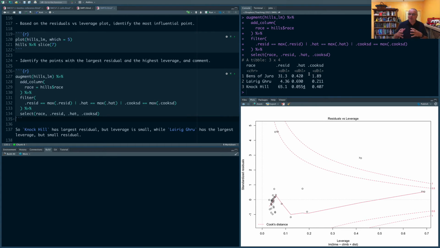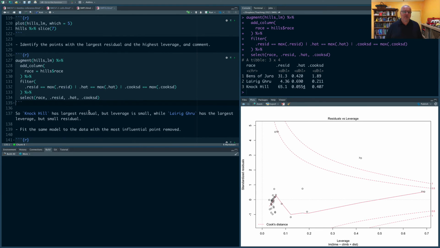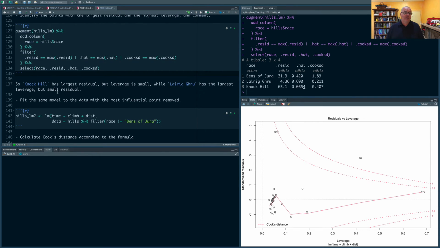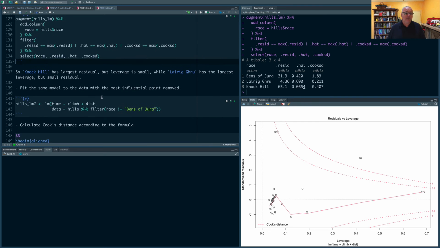Remember, the Cook's distance is basically saying how much the coefficients change without that point compared with it in. So as I said, Knock Hill has the largest residual, but leverage is small. While Larig Ghru has the largest leverage, but small residual. But it's the Bends of Jura that really knocks it out of the park. Let's fit the same model without it.